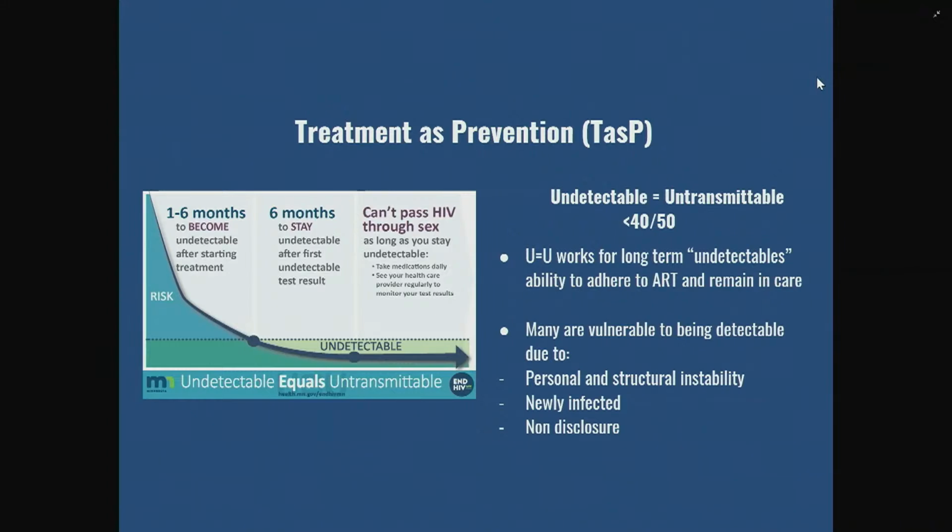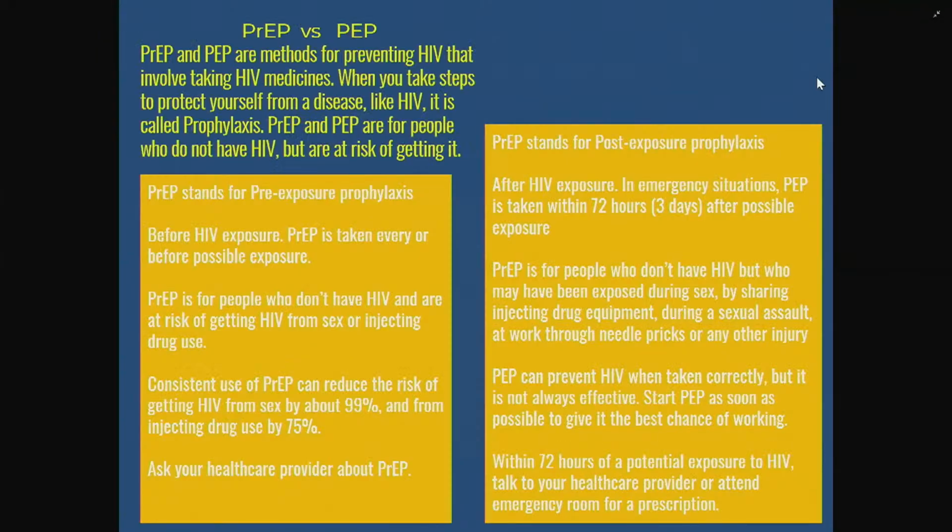Many adolescents are vulnerable to being detectable because of personal and structural instability, and also if they become newly infected with another type of virus, and also if they don't disclose. So what about PrEP versus PEP? It's important for all of us in this room to understand the difference, that PrEP is pre-exposure prophylaxis, while PEP is post-exposure prophylaxis. And that if we are dealing with high-risk communities, we are dealing with discordant couples, we must give them PrEP.